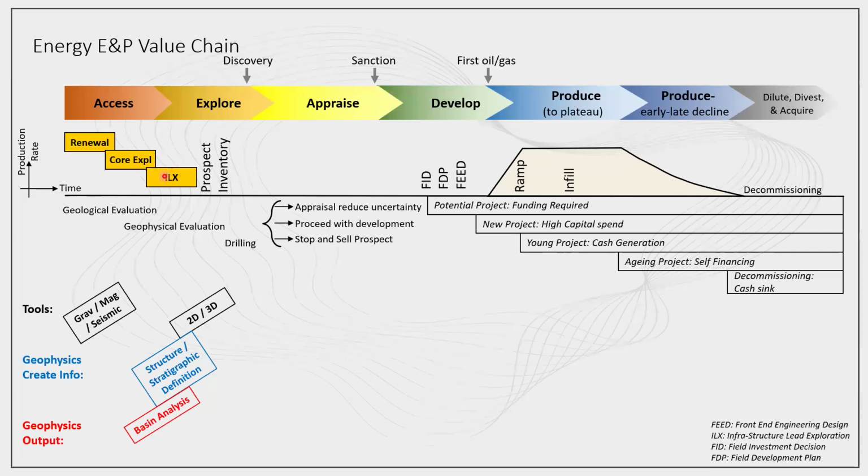ILX, which is called, and I have the description in the lower right corner of the slide. So ILX is the infrastructure-led exploration. This means that we already have infrastructure in place, and we are doing exploration around that infrastructure. At that time, do we need to acquire more data, or do we need only more processing? What type of processing?